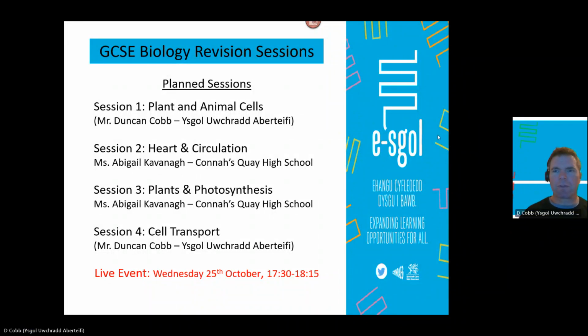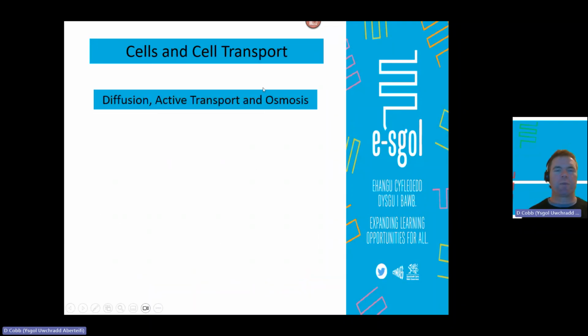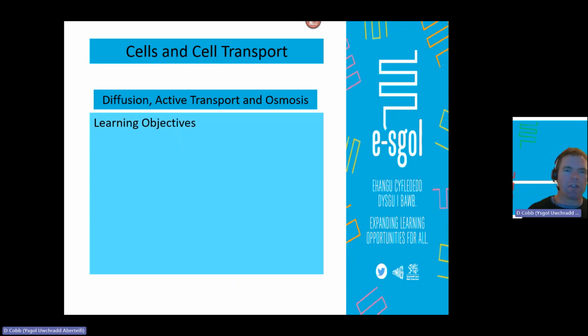So today, like I say, we're looking at cell transport. And specifically, we're looking at these 3 types of transport or movement that occurs across membranes: diffusion, active transport, and osmosis. So these are the things we're going to try and cover in this session.